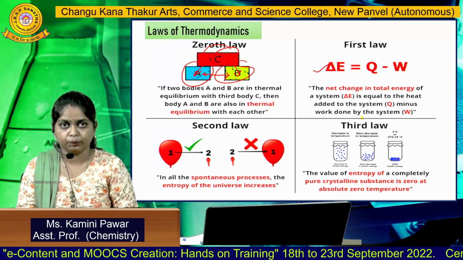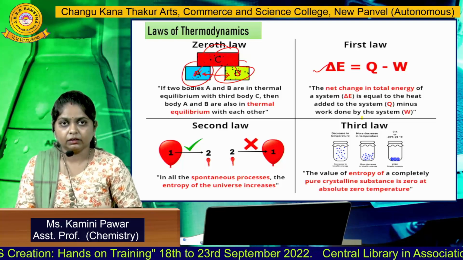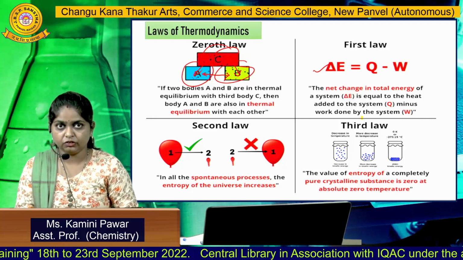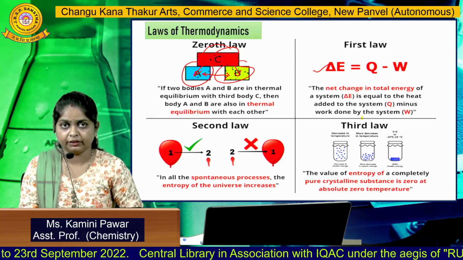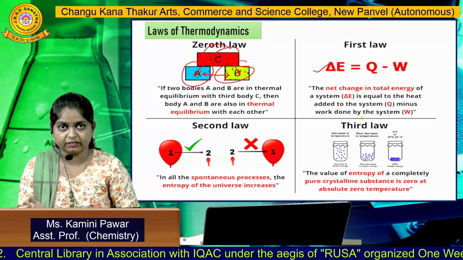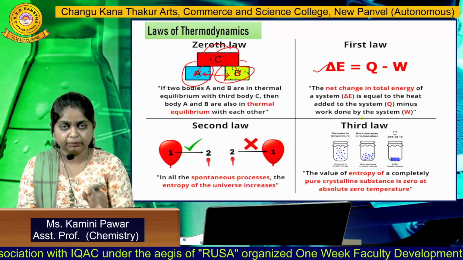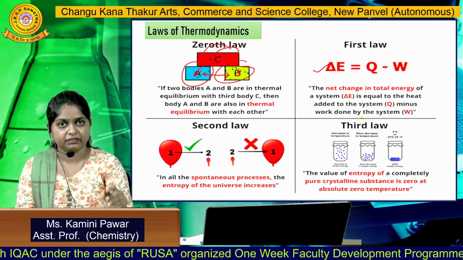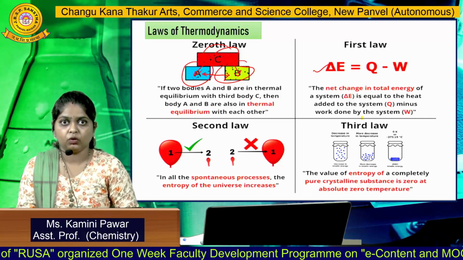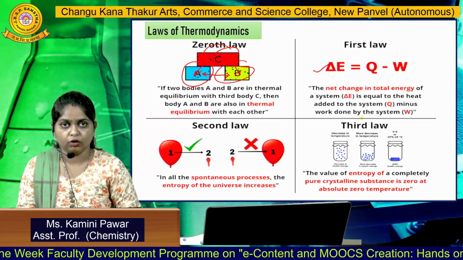Delta E is equal to Q plus W, where delta E is the change in internal energy, and that is given as E2 minus E1, where E2 is the internal energy at the final state and E1 is the internal energy at the initial state. That means the difference between the two internal energies at the final state and the initial state is given by the symbol delta E, and delta E is equal to Q plus W, where Q is nothing but the heat, and W is the work done by the system. And this is the mathematical statement of the first law of thermodynamics.